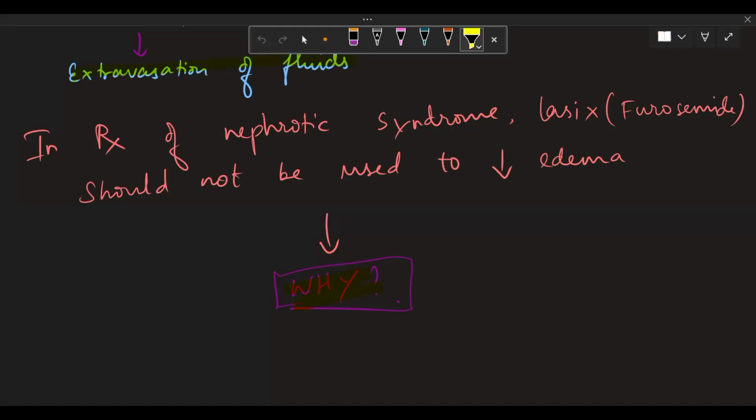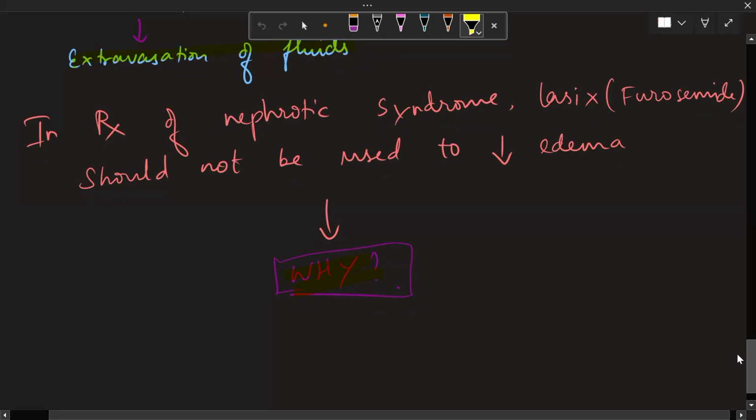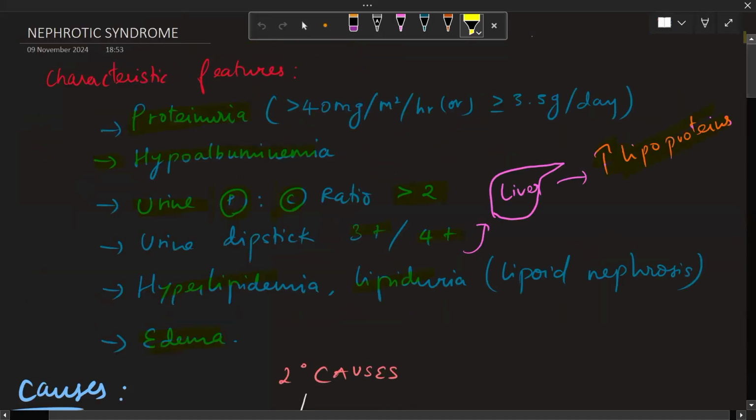Hello everyone. In this video we'll be seeing about nephrotic syndrome. In the previous one we have seen about post-streptococcal glomerulonephritis, which is the most common cause of nephritic syndrome in children. In this video we'll be seeing about nephrotic syndrome. So similar to the cardinal features present in nephritic syndrome, there are also cardinal features of nephrotic syndrome.